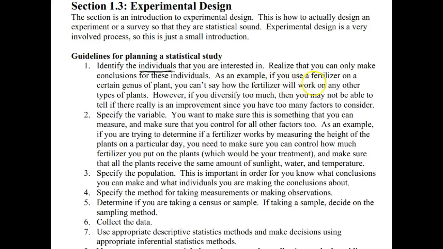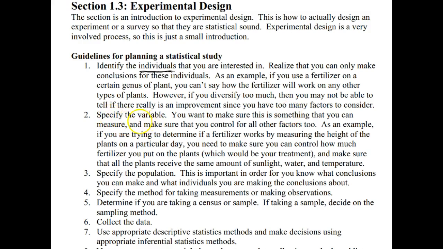As an example, if you use a fertilizer on a certain genus of plant, you can't say how that fertilizer would work on other types of plants. However, if you diversify too much in your study, then you may not be able to tell if there really is an improvement, since you have too many factors to consider at the end of the day.